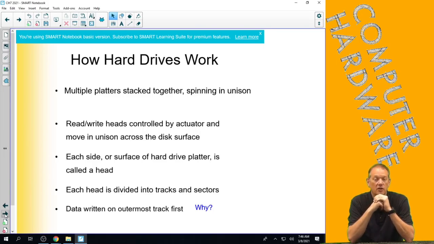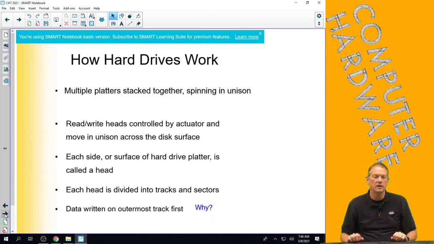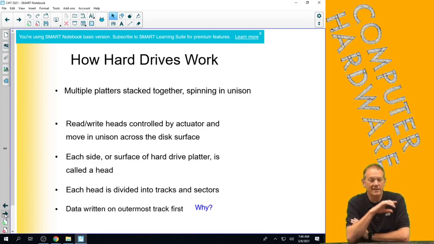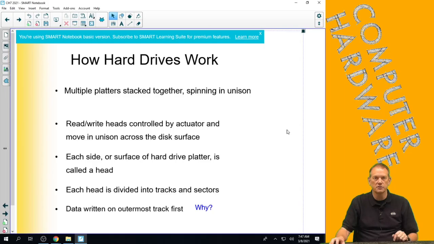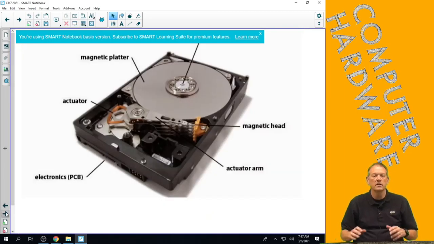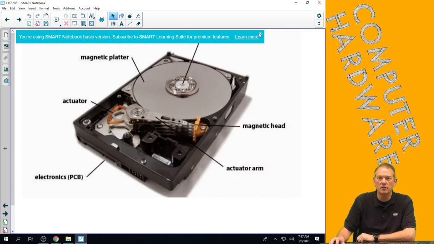Also, each of those is divided up into sectors or sections, and we'll take a look at an illustration there. When it writes to a drive, it tries to write to the outermost section first because there are the most data locations on the outside of the disk, so that it can access it more quickly. So it tries to write from the outside in, and we'll take a look at a couple of illustrations on that in particular.